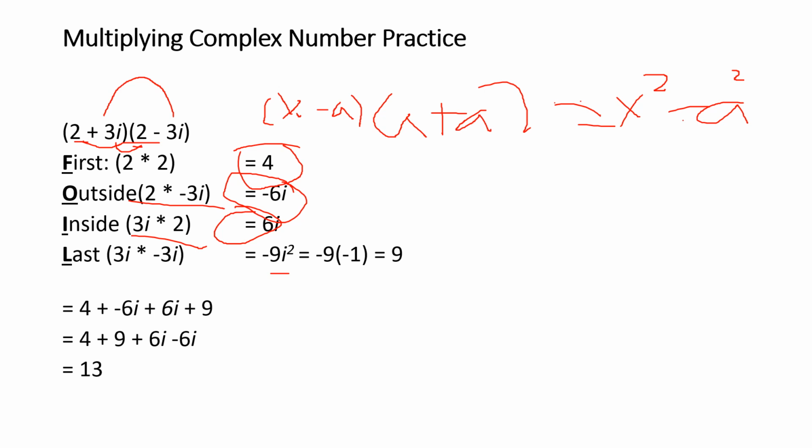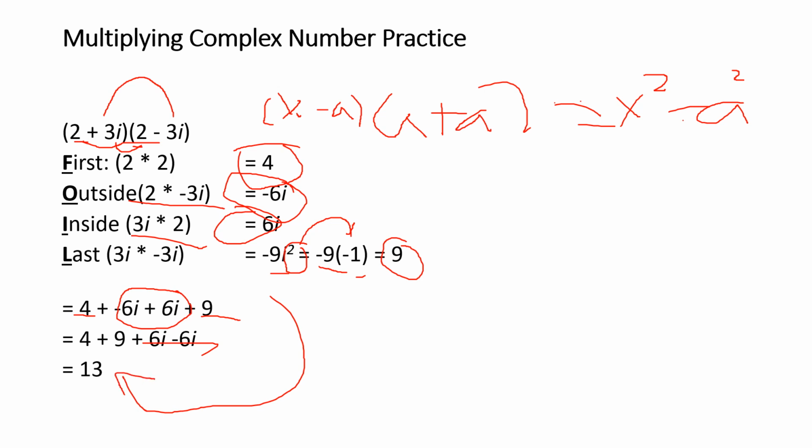But we also have an i squared. Remember, an i squared is the same as negative 1. So really what we're doing is putting negative 9 times negative 1, which is 9. So this gets interesting here, because now I have my 4, a real number, and another 9, a real number. And my two innermost components, my negative 6i plus 6i, cancel each other out. And the actual answer is one real number, 13.